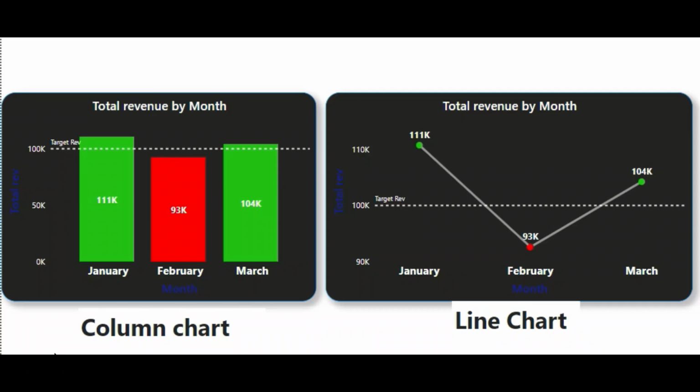Take a look at this interesting line and column chart. Here I have a few bars for every single month on the x-axis and revenue on the y-axis, along with the target revenue, which is 100k. Here I have highlighted values below the target in both the column and line chart by color formatting.